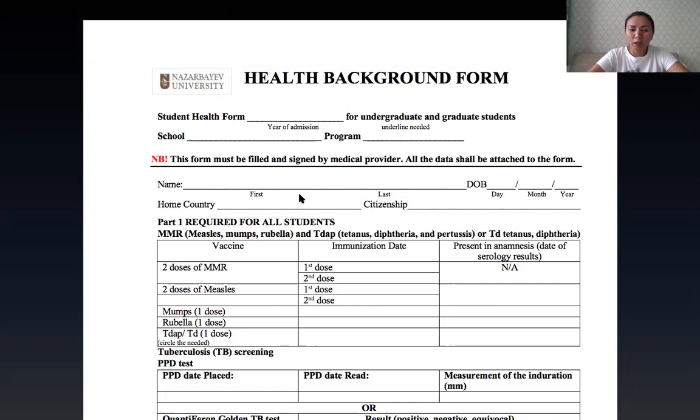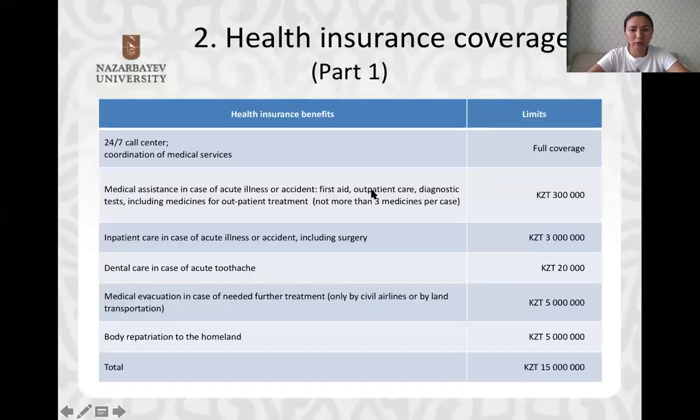Okay, let's go to the health insurance coverage, okay? We developed a pretty basic and plain health insurance coverage for our students. And it contains inpatient and outpatient treatment, dental care in case of acute toothache, medical evacuation, and body repatriation, sorry to say that.